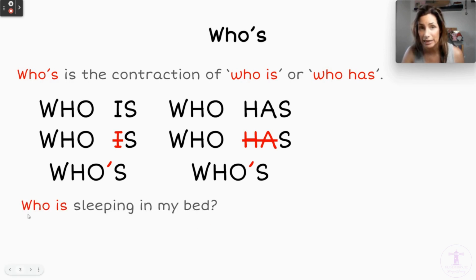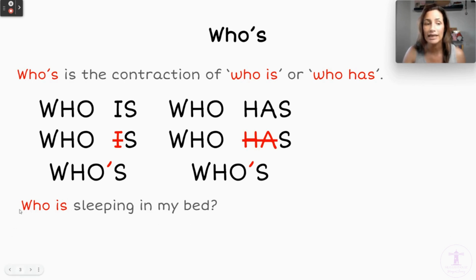So in this case, I've put a small example. We'll see a few more examples later. But here, who is sleeping in my bed? If you want to repeat, I can say it slower. Who is sleeping in my bed? Who is sleeping in my bed?